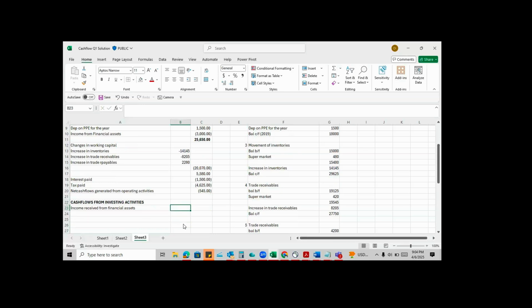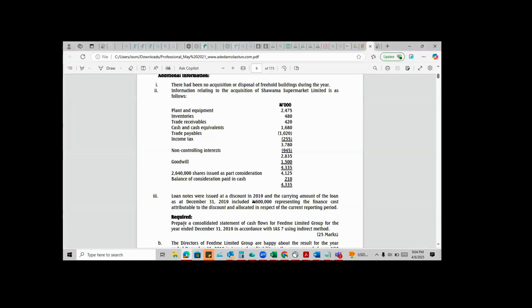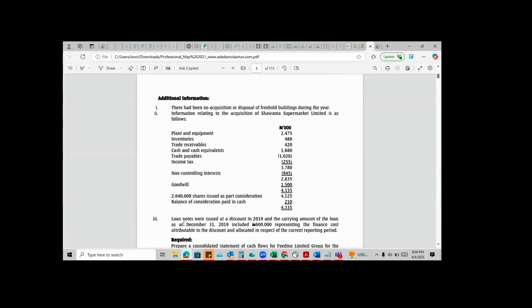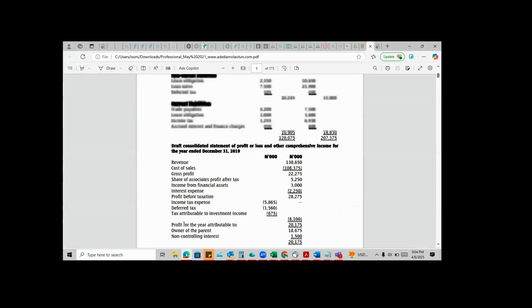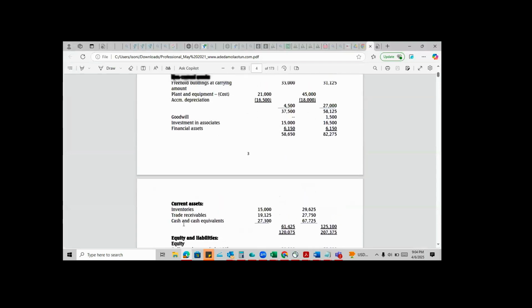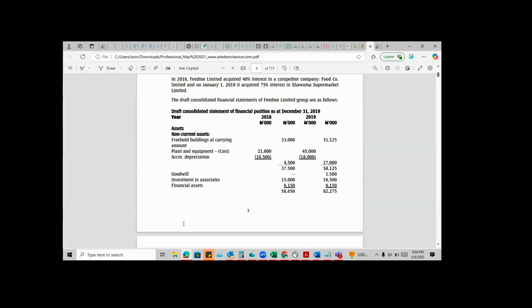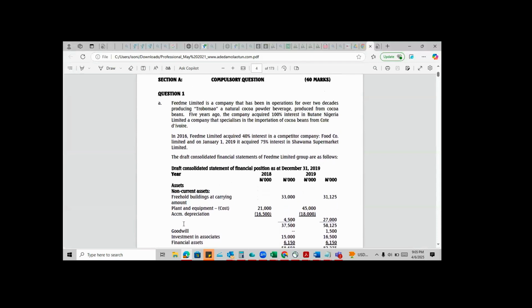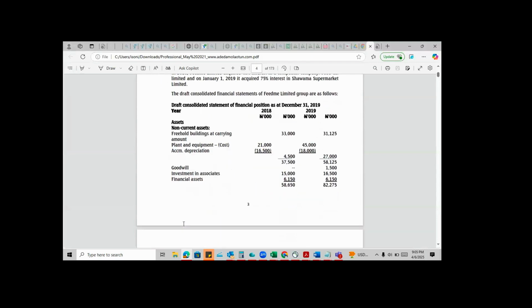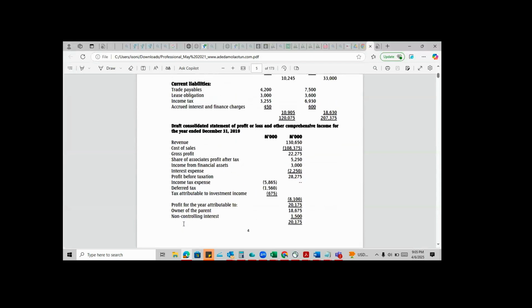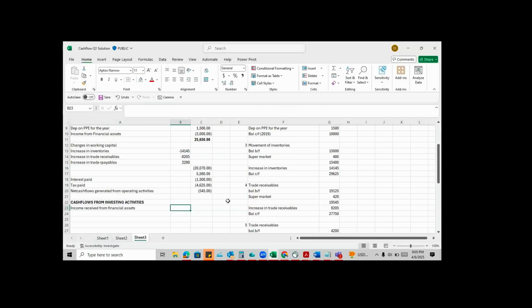How much was it? Before I forget, let me quickly bring it back. It will have no effect per se because we have just taken it away from operating activities and brought it to investing activities. Where is it? That income statement. Yeah, it was 3,000. So my memory did not fail me there. It was 3,000.